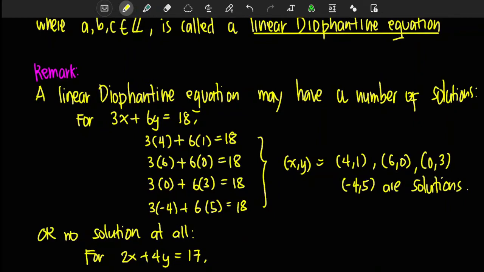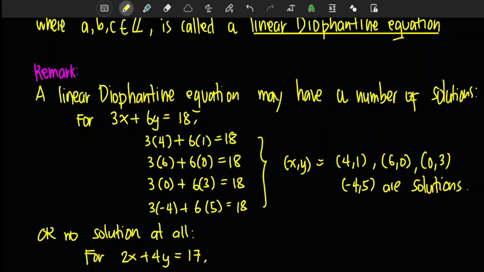A few of the solutions are as follows. We know that 3 times 4 plus 6 times 1 is 18. Similarly, 3 times 6, 18, plus 6 times 0 is 18. 3 times 0 plus 6 times 3 is 18. 3 times negative 4, negative 12, plus 6 times 5, 30. Negative 12 plus 30 is 18. So, all of these pairs of integers (4, 1), (6, 0), (0, 3), (-4, 5) are solutions of the Diophantine equation. And there are infinitely many more solutions of this equation.